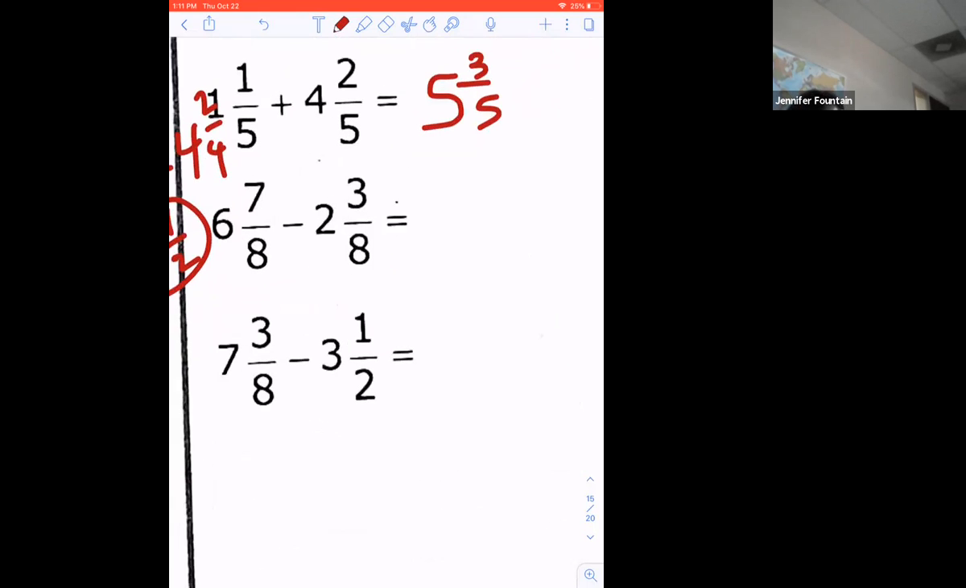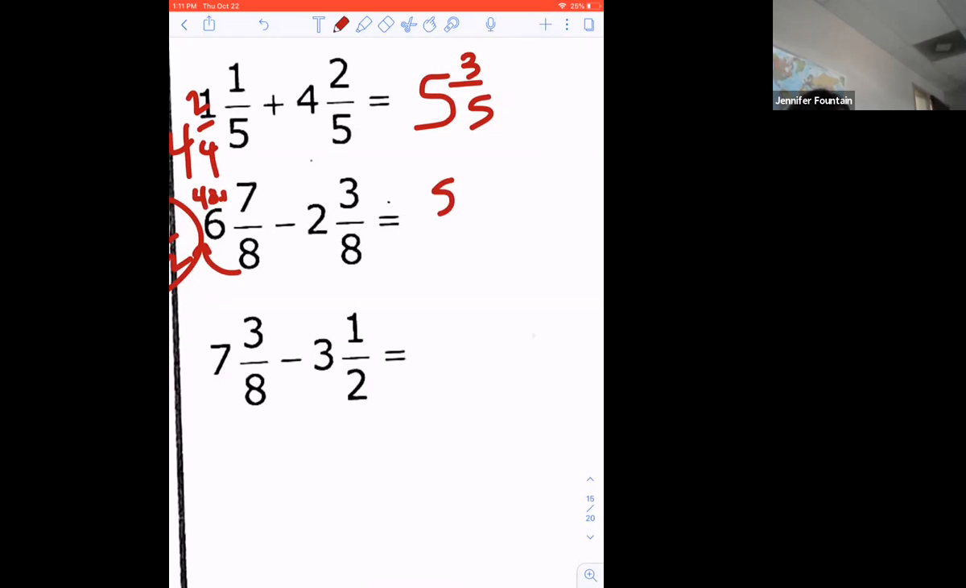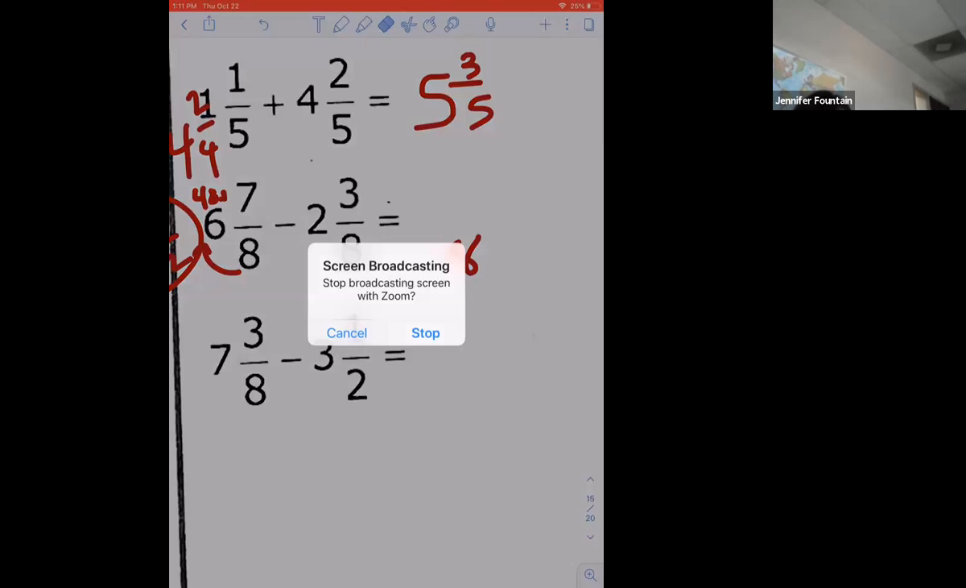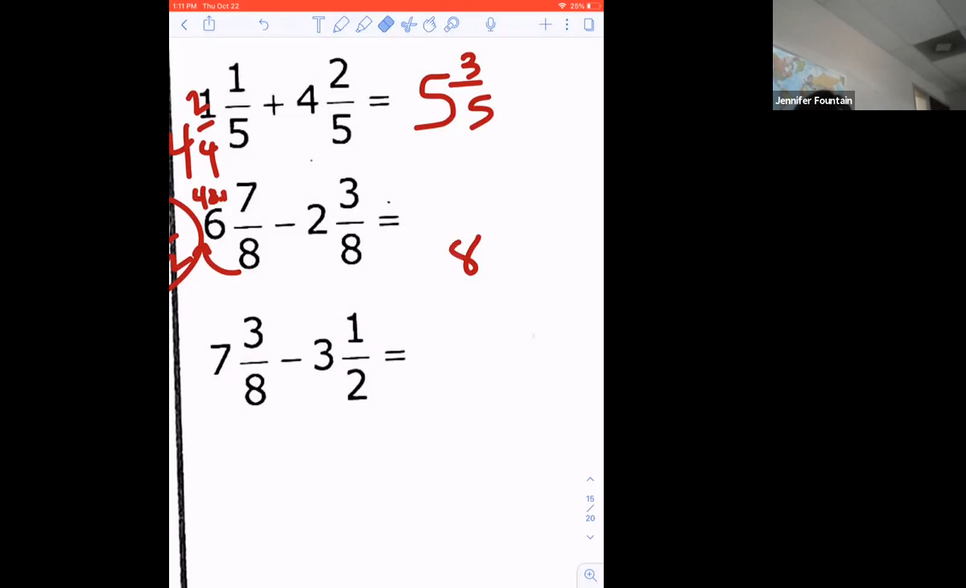All right, so 6 7/8 minus 2 3/8. Let's go ahead and change these. So 8 times 6 is 48, and 48 plus 7 is 55 over 8, minus 8 times 2 is 16, and 16 plus 3 is 19 over 8.